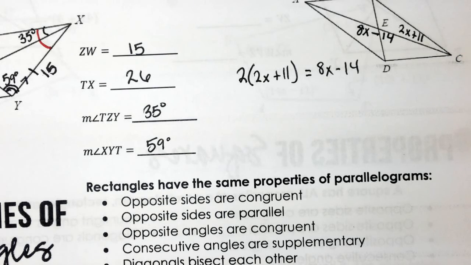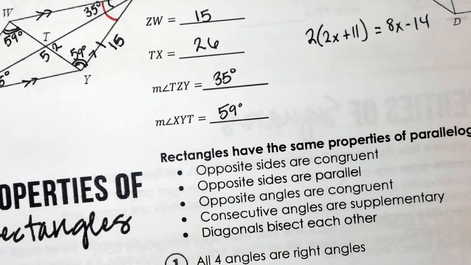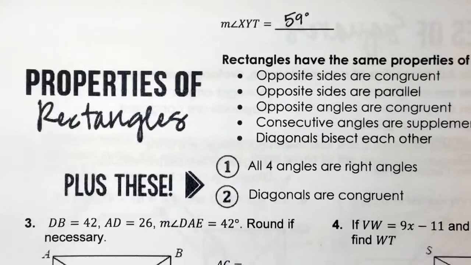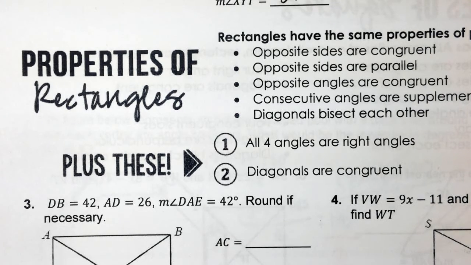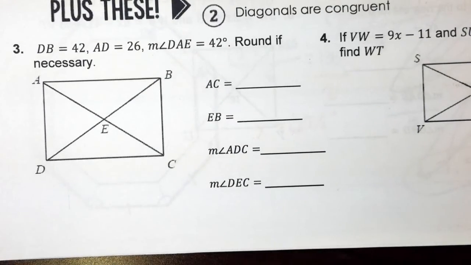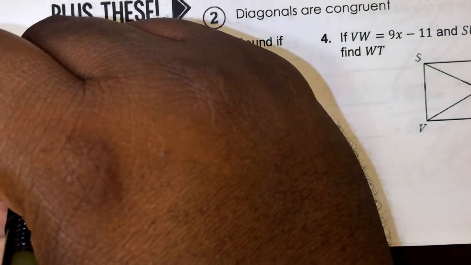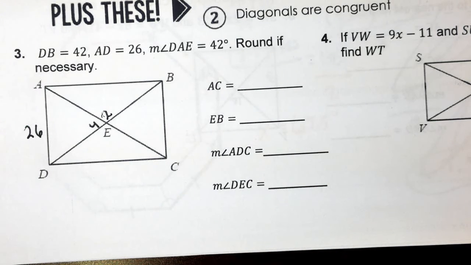Alright, I'm flowing. Got 2 more, then I'm done. Properties of a rectangle. So we already talked about this. It has all the properties of a parallelogram plus the other 2. Let's go down here and look at what we got. Number 3 says DB equals 42. On DB, I'm putting 42. Says AD equals 26. Then it says the measure of angle DAE is 42 degrees.